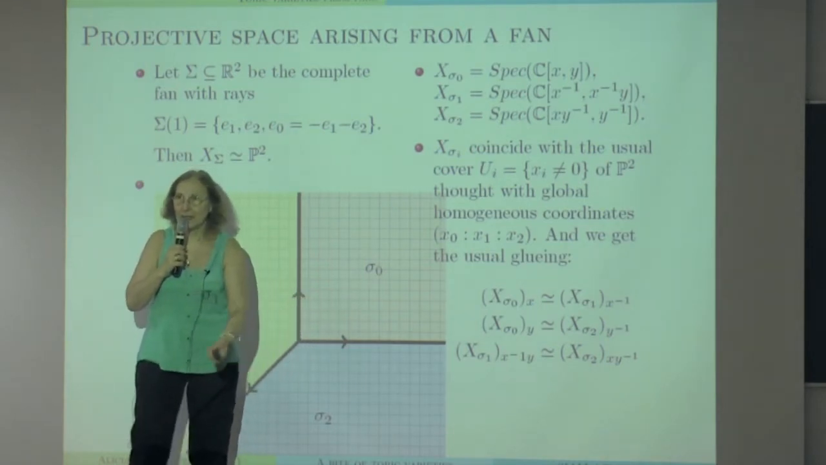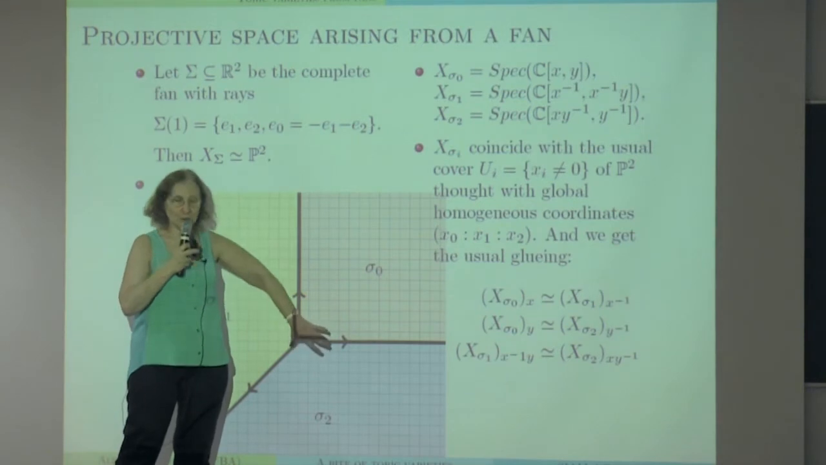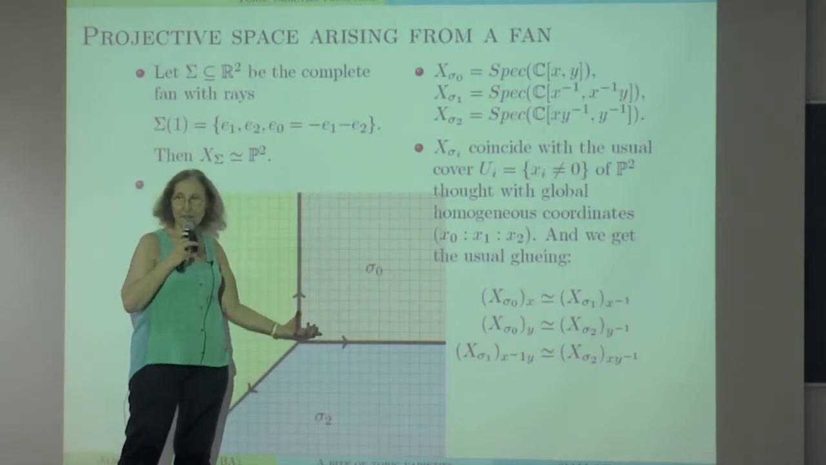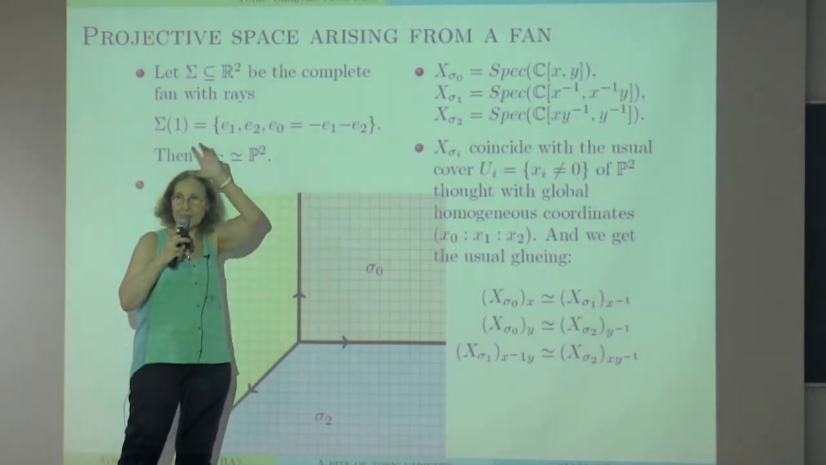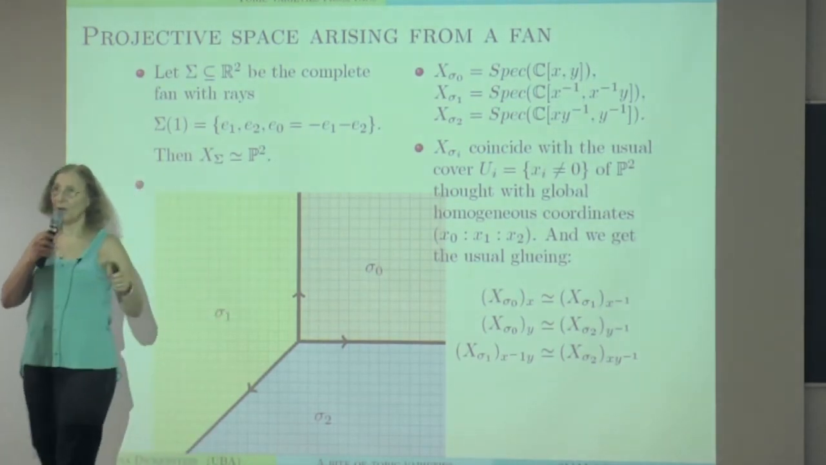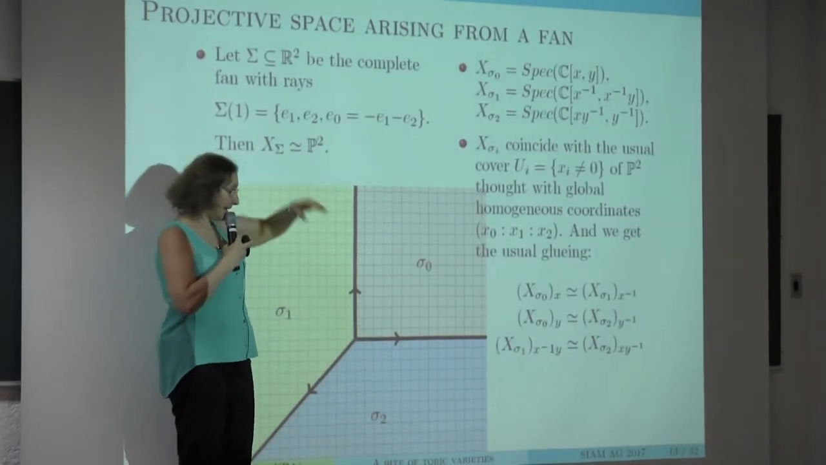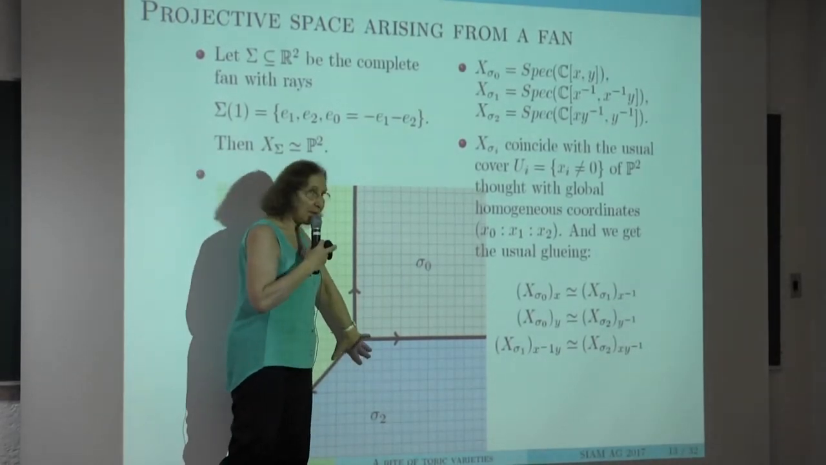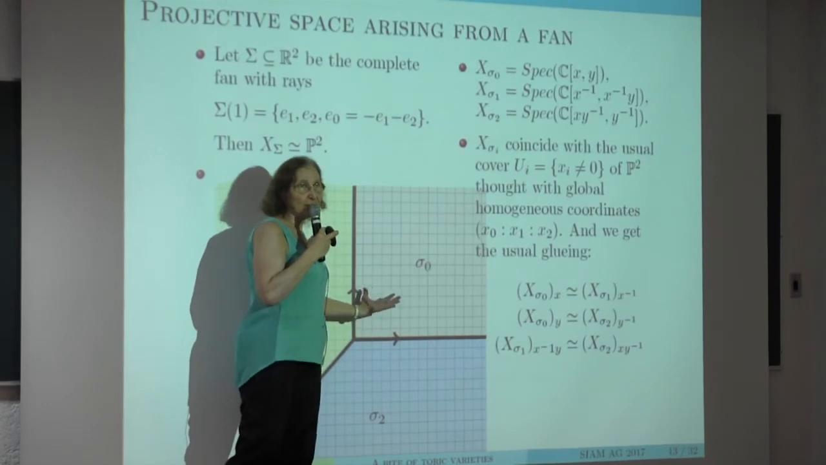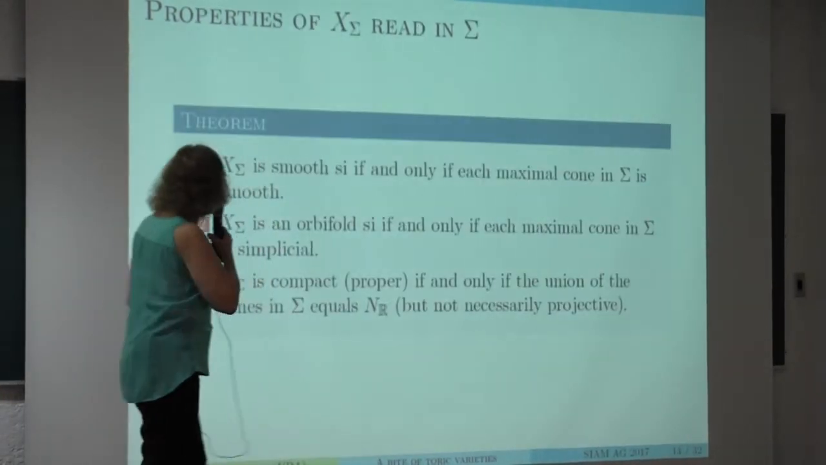You can work it out just by writing that this point is minus this. You write these bases in terms of these bases, and this gives you the exponents of the coordinate change. Okay, there is a monomial change of coordinates, and the exponents of the monomial change are read in the way you write the basis of this cone in terms of the basis of this cone. Okay, it's easy to do.